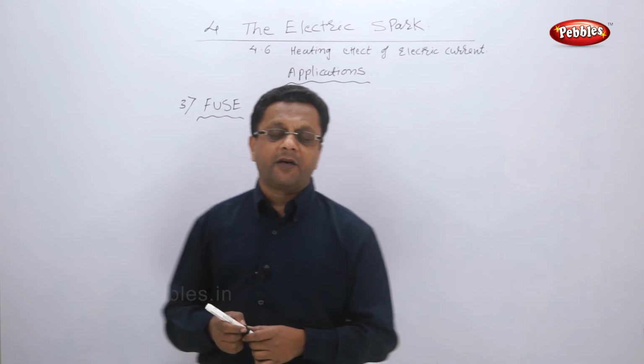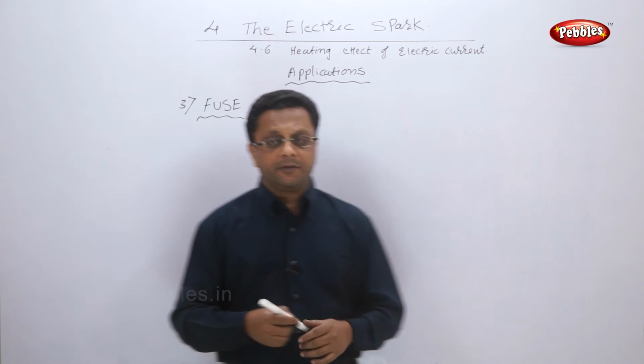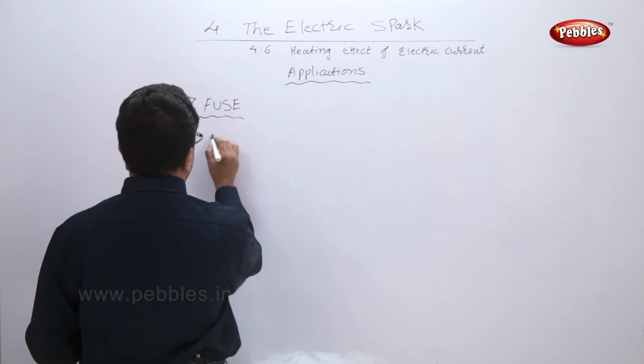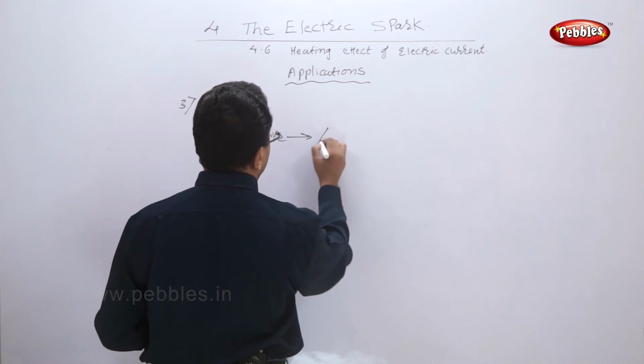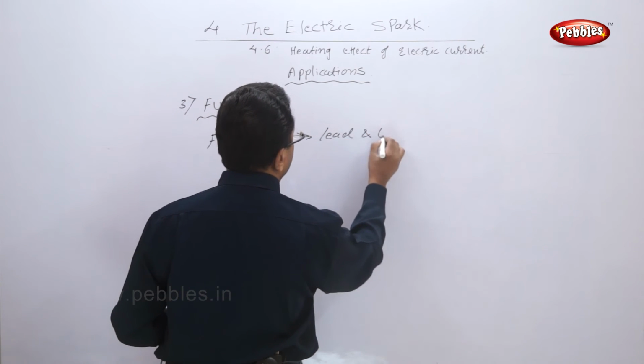This wire is generally made from an alloy of lead and tin. This fuse wire is made of lead and tin.